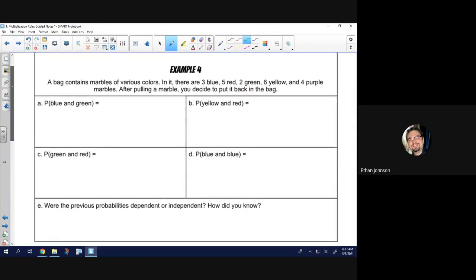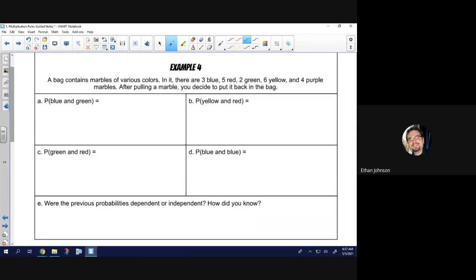Example 4. Example 4, a marble problem. So in a bag, our bag contains marbles of various colors. In it, there are 3 blue, 5 red, 2 green, 6 yellow, and 4 purple marbles. After pulling a marble, you decide to put it back in the bag. So I already know that we already need a total. So we add up 3 plus 5 plus 2 plus 6 plus 4. We get a total of 20 marbles. I'm just going to put that off to the side for now.